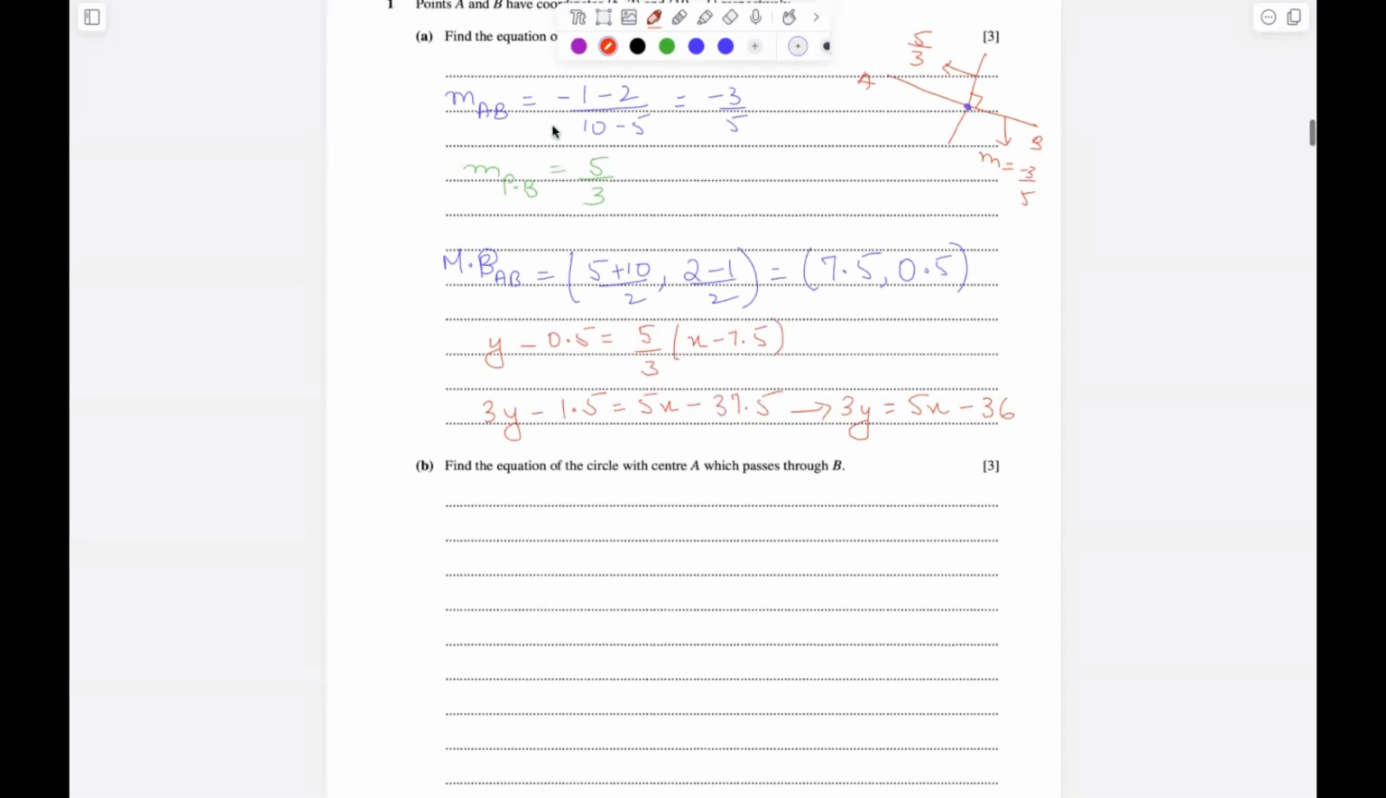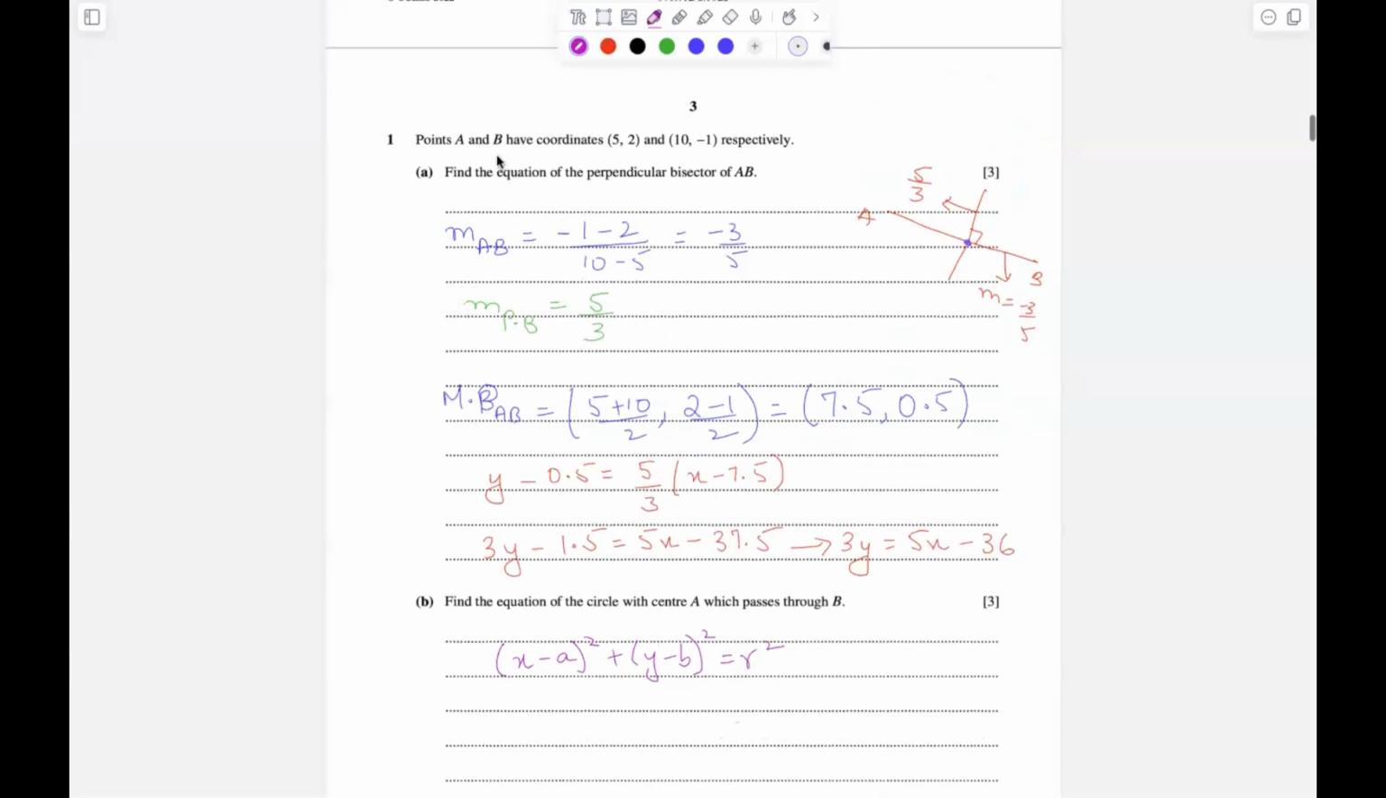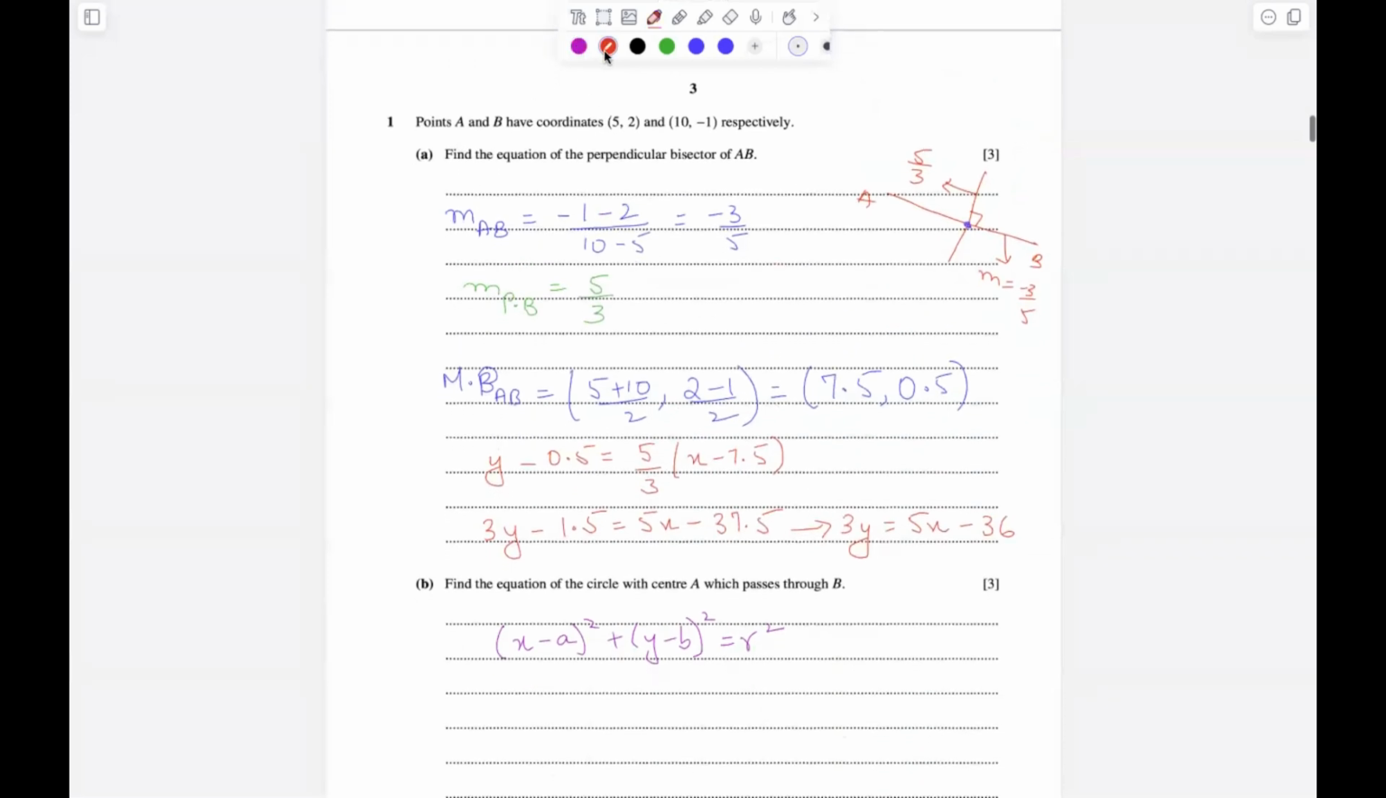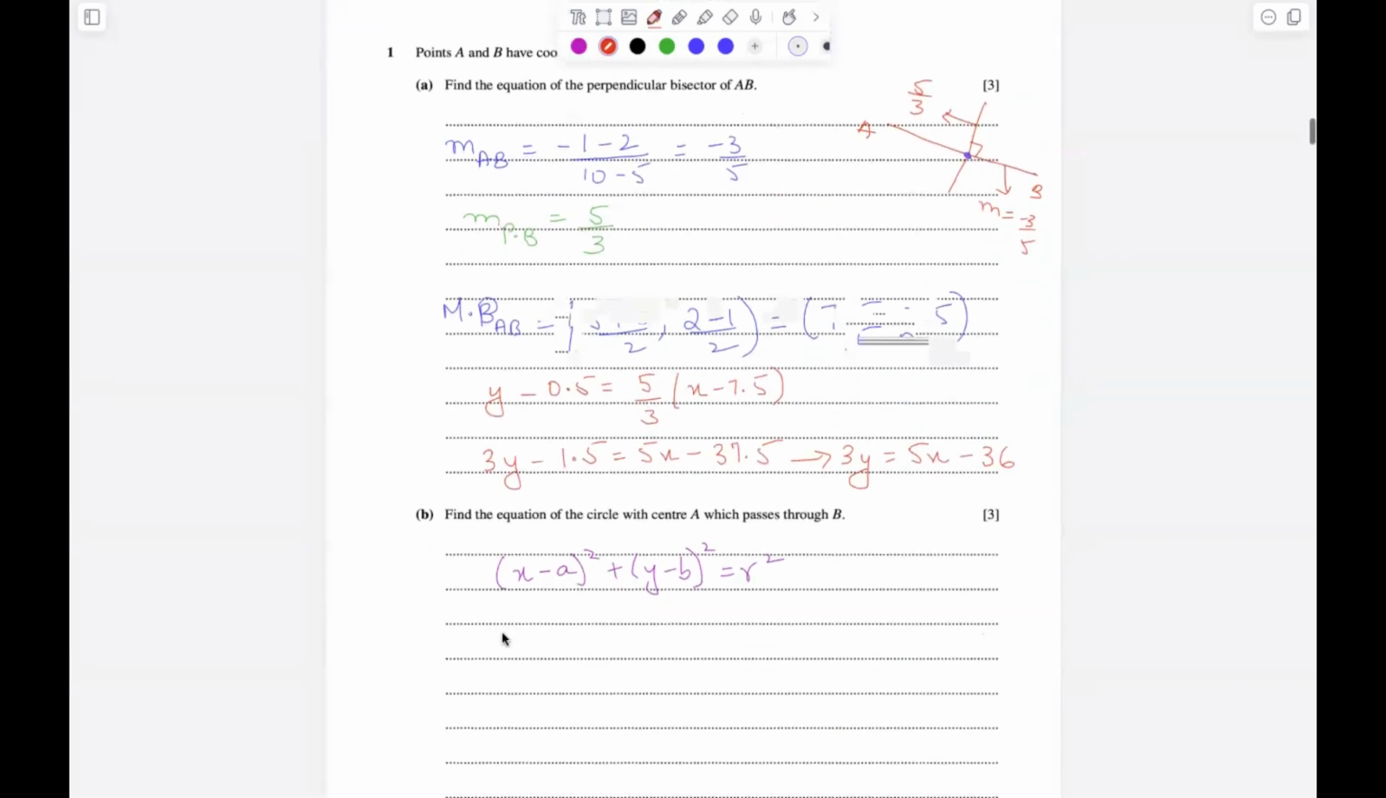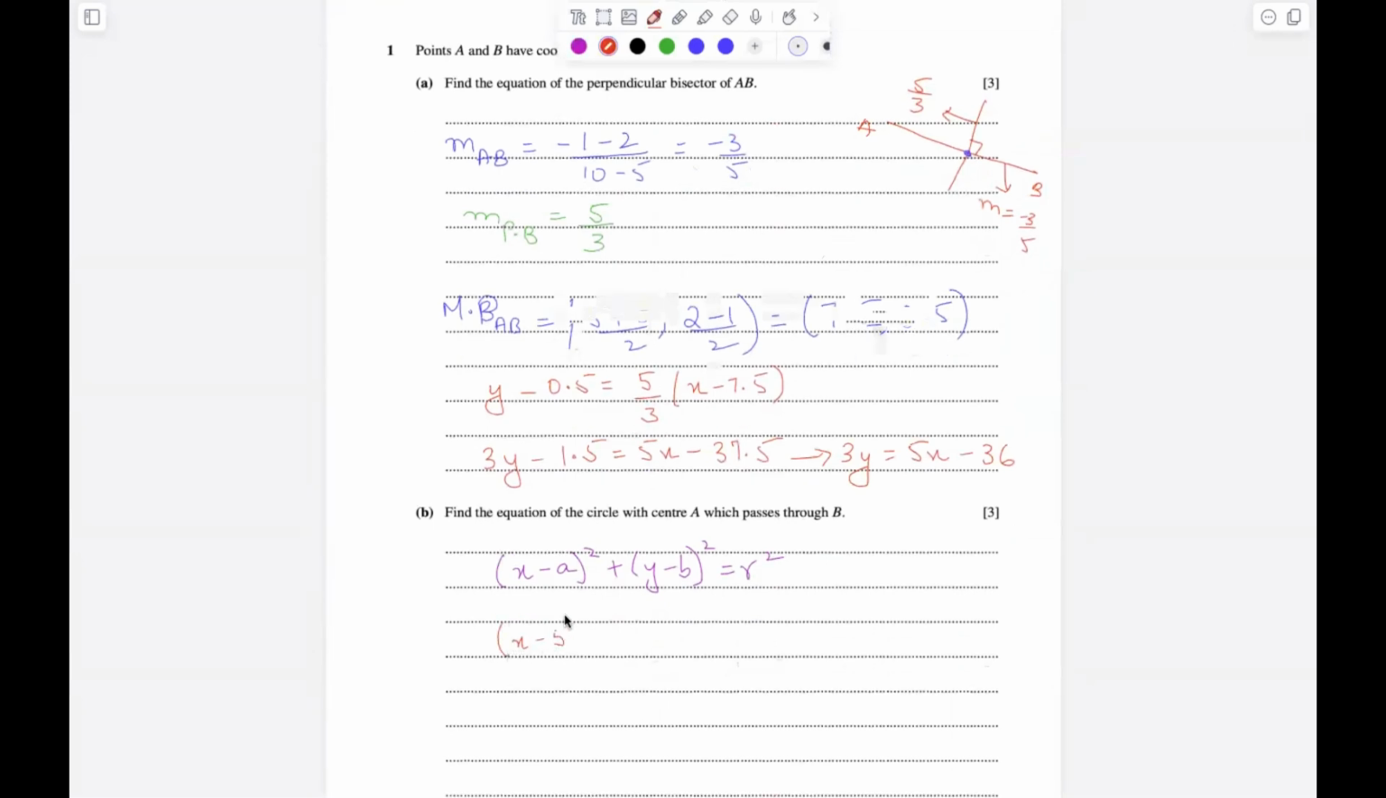In part B, we have to find the equation of a circle with center A. If we want to find the equation of a circle, we know that the general formula for a circle is (x minus a) whole squared plus (y minus b) whole squared is equal to r squared, where a and b are the coordinates of the center. As A is the center, the values of a and b will be 5 and 2. So in the first step, we can write this as (x minus 5) whole squared plus (y minus 2) whole squared equals r squared.